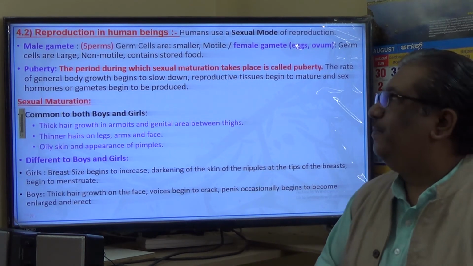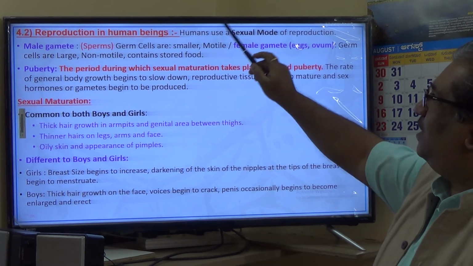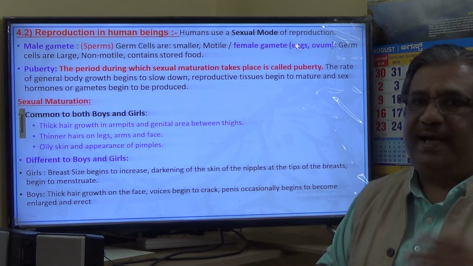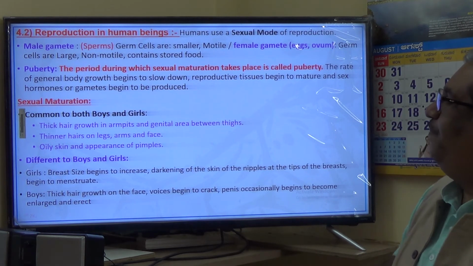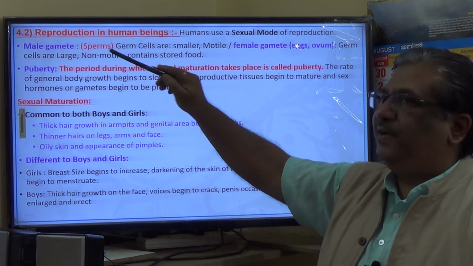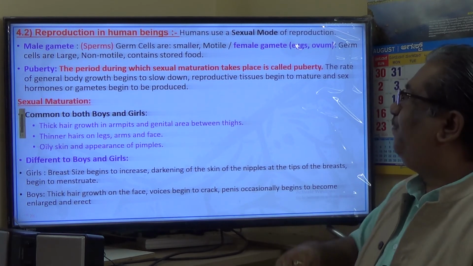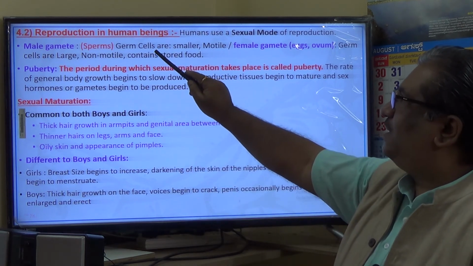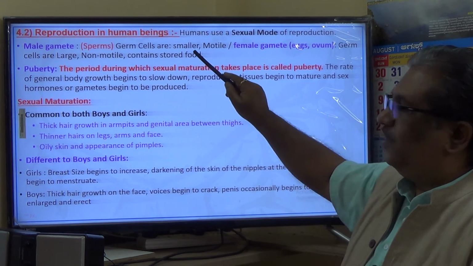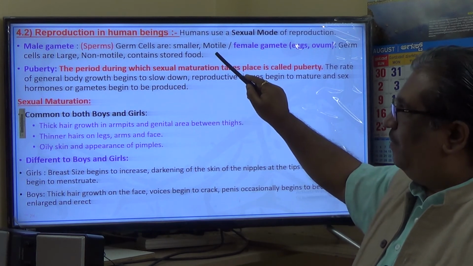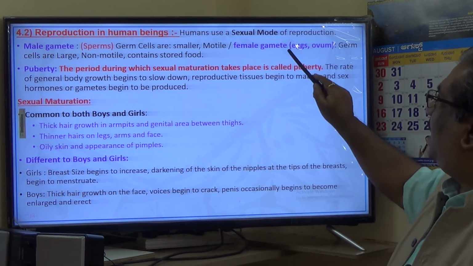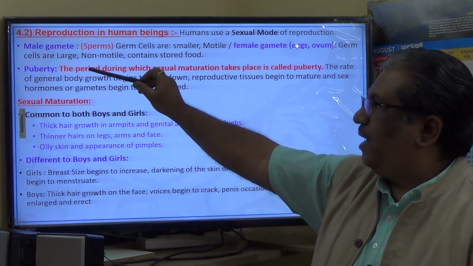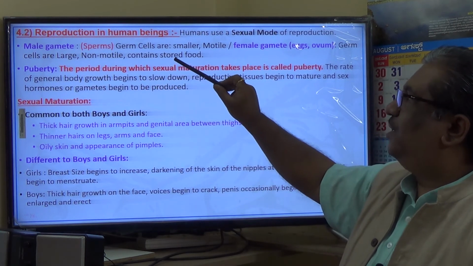Reproduction in human beings. Humans use a sexual mode of reproduction where two parents are involved, male and female. Here the male gametes are specifically referred to as sperms and female gametes are referred to as eggs or ovum. The nature is similar: the sperms are smaller and motile, and female gametes like eggs or ovum, which are also called female germ cells, are large, non-motile, and they store food.